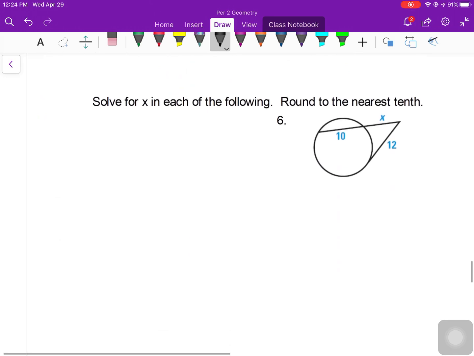Secant segments, outside times whole, tangent segments, outside times outside. Here's another one of these. Okay, so it appears we have that same situation. One is a secant segment. One is a tangent segment.